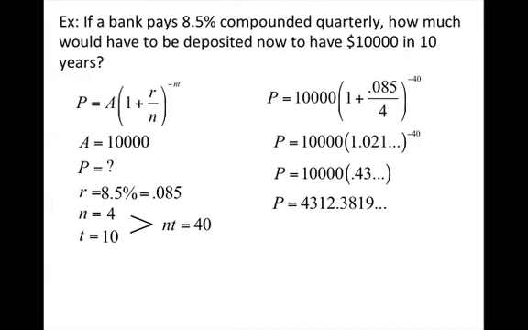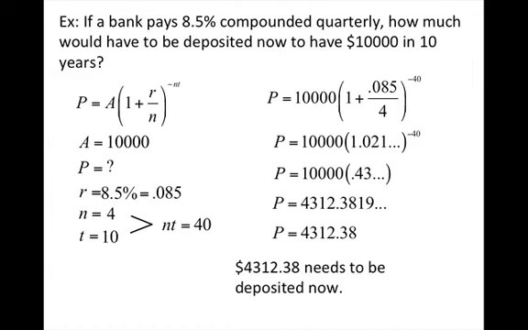Well, since this was my final answer and it's money, rounded to 2 decimal places. So I ended up with 4,312.38. So that means I would need to invest $4,312.38 now in order to have $10,000 in 10 years.